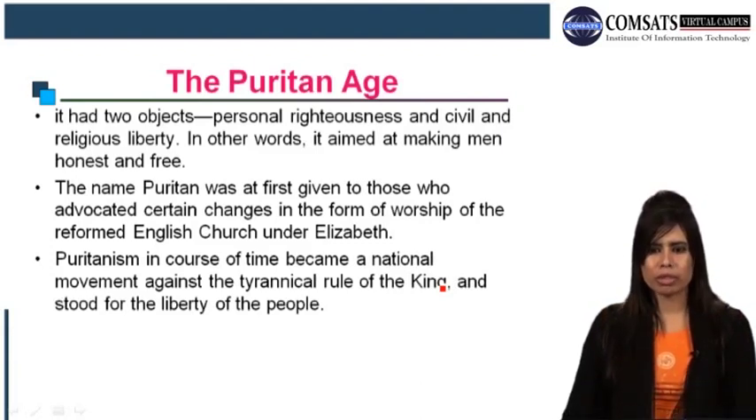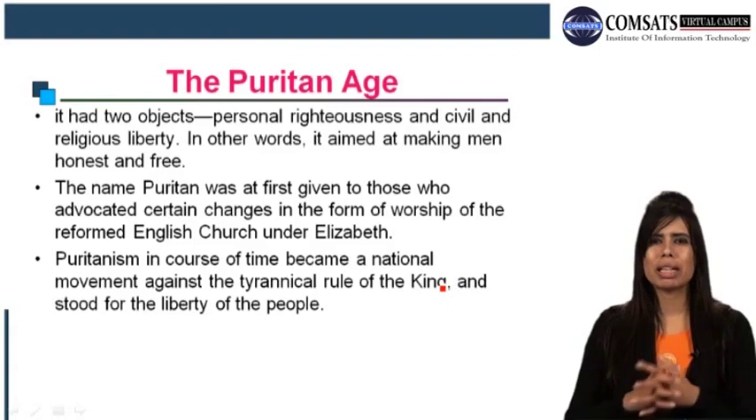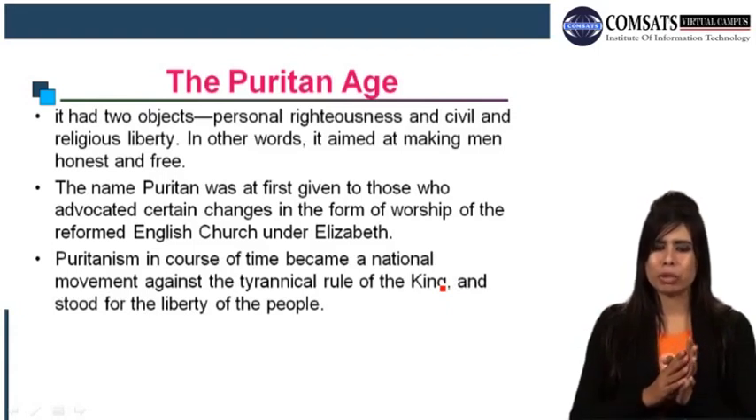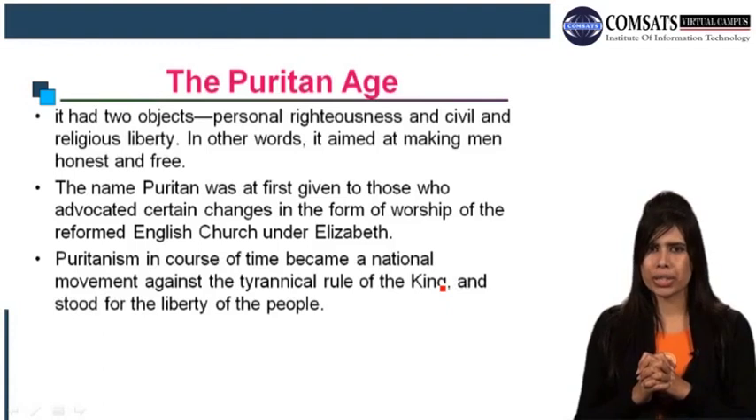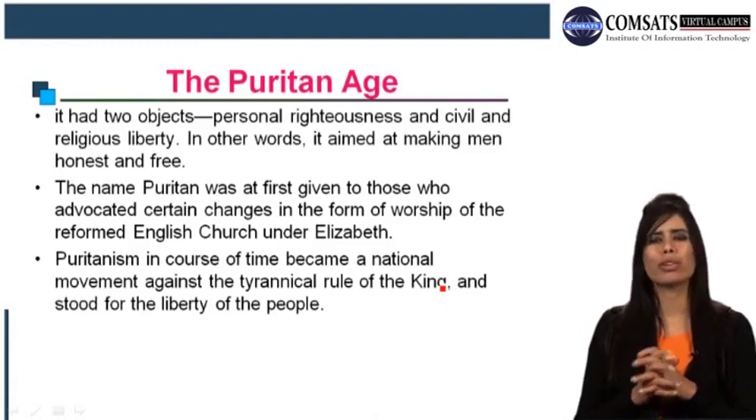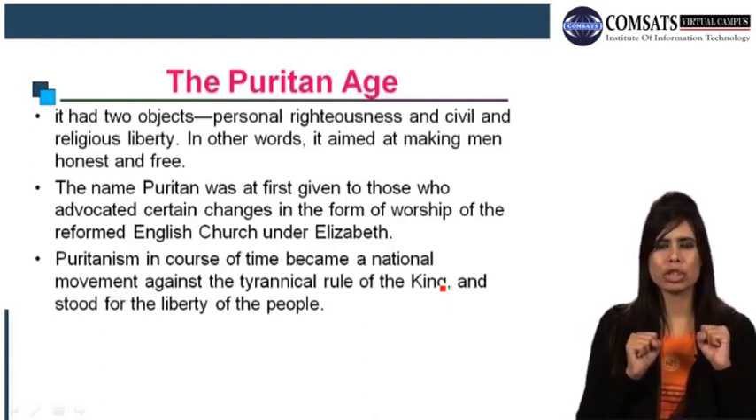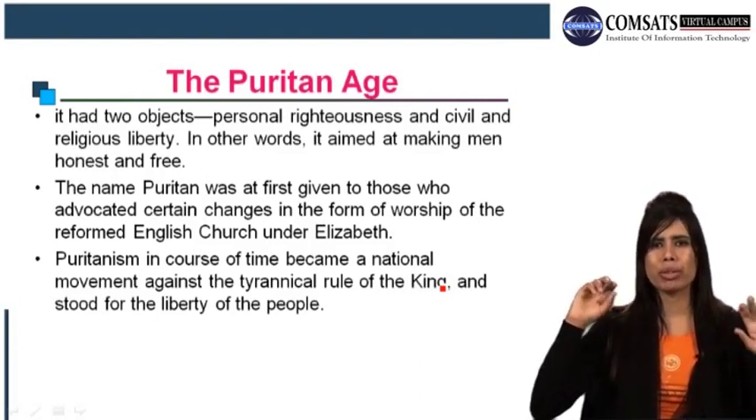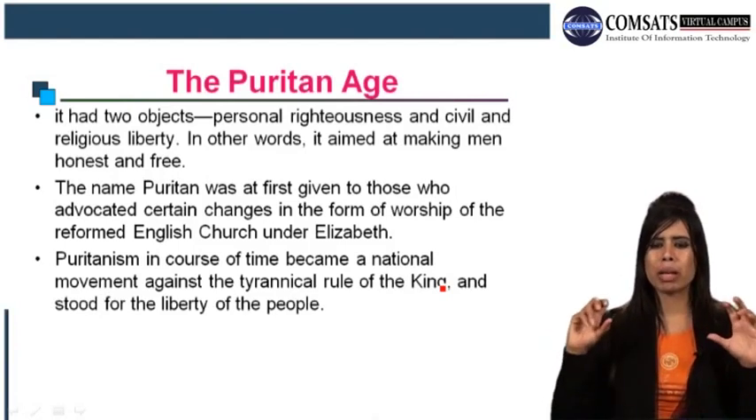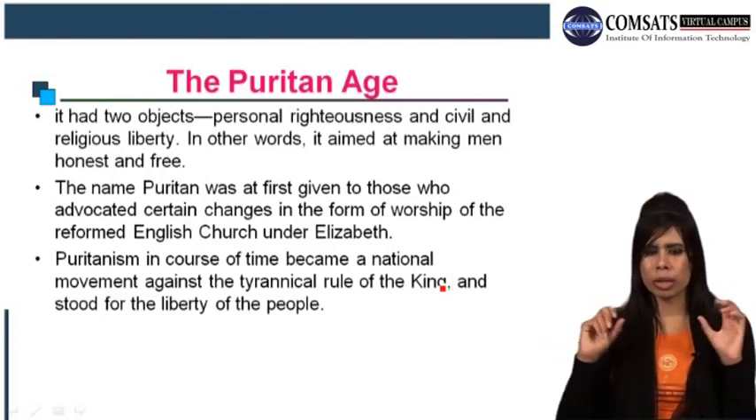The name Puritan was at first given to those who advocated certain changes in the form of worship of the Reformed English Church under Elizabeth. So basically that is why they are known as Puritans, because they arose under Queen Elizabeth, and they made certain changes in the form of worship of the Reformed English Church. That is why they are known as the Puritans, because they gave a lot of importance to religious and civil liberty, plus personal righteousness.